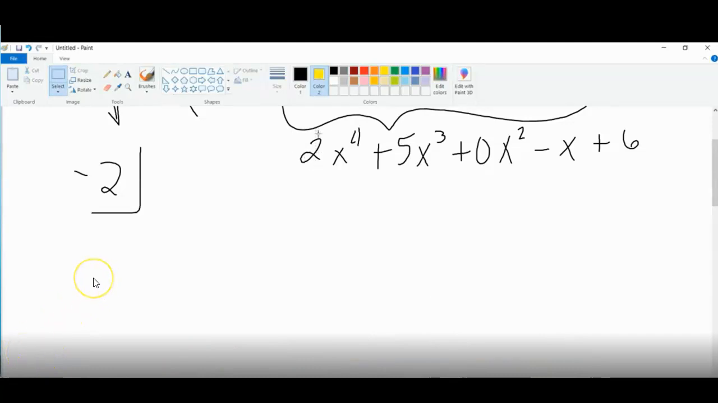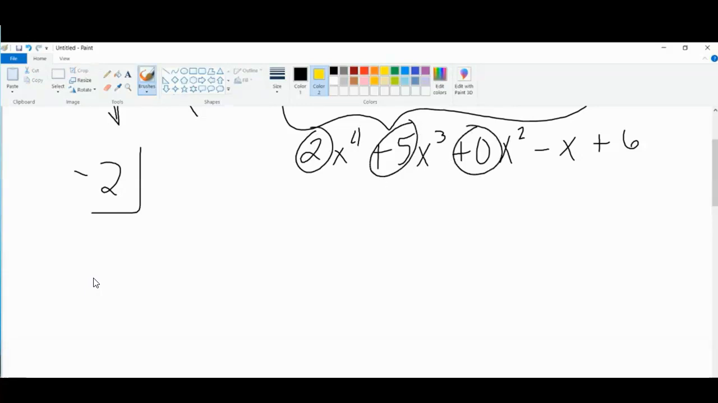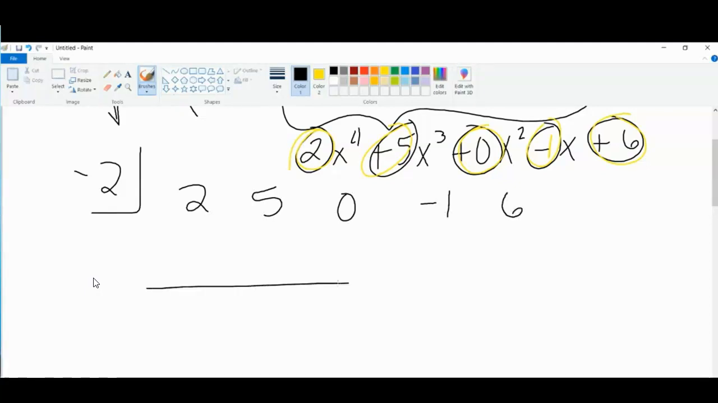Remember, as long as you guys remember how to do synthetic division, we take these coefficients here. And we are writing those down. Remember that this is really a 1, a -1. So we're going to bring those numbers down here. I'm going to do 2, 5, 0, -1, and 6. And then remember, for synthetic division, we always bring down that first number and we start with that.